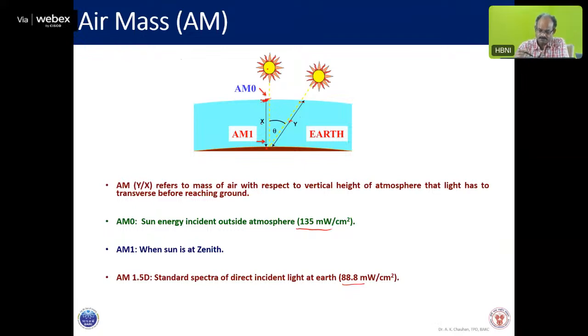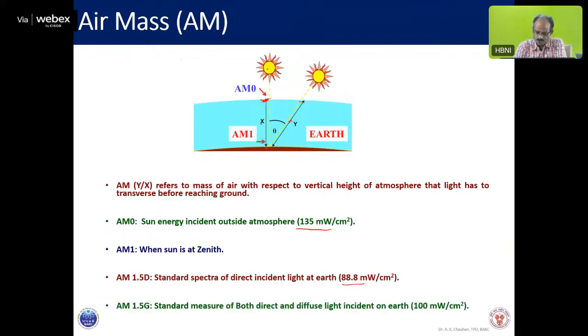But what happens? This is the direct radiation incident from the sun, but you receive some indirect radiation also by scattering. This will be scattered by several molecules, so that will also come on the Earth, and so the total will become nearly 1000 watt per meter square. So it includes both direct and diffuse light.